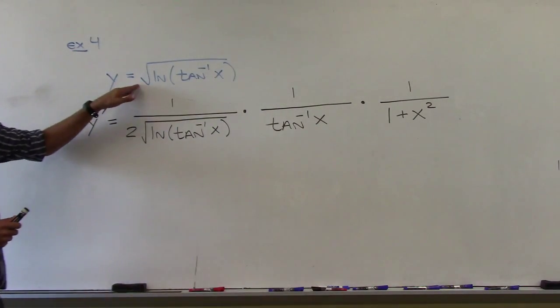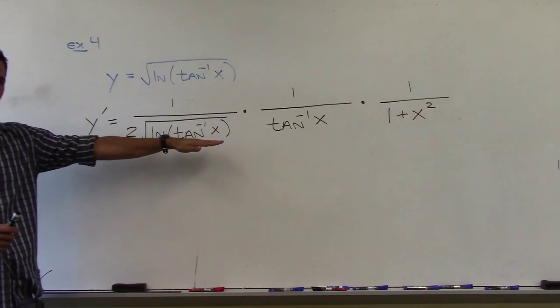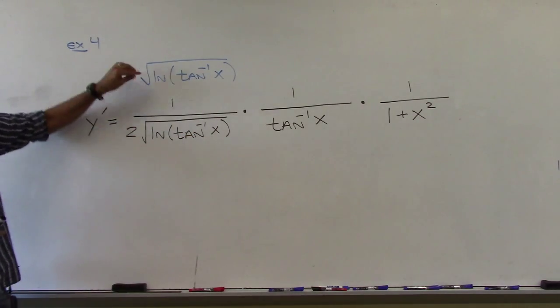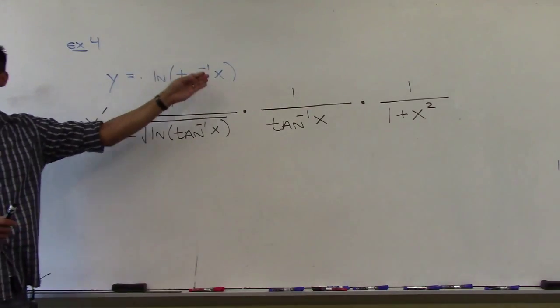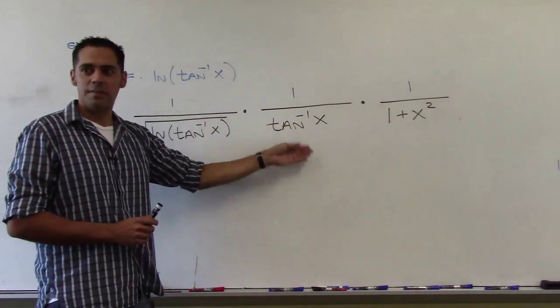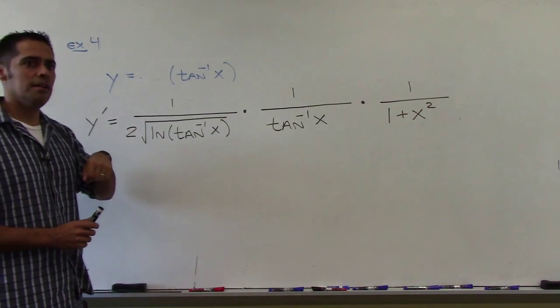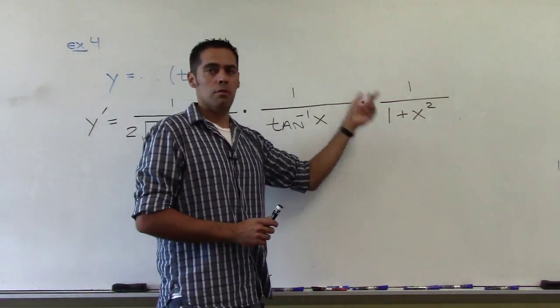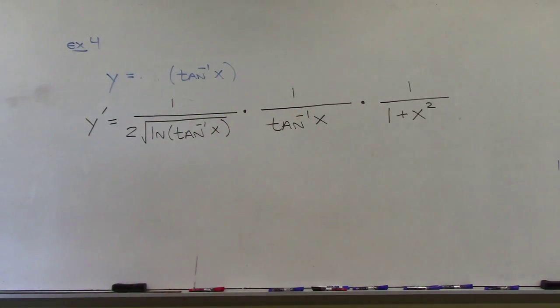What is the derivative of the square root of something? 1 over 2 times the square root of that something. Then you're done with square root. Okay, what's the derivative of natural log of something? 1 over that something, right? Done with the natural log. What's the derivative of arctan of something? 1 over 1 plus x squared. And you're done. That's it.